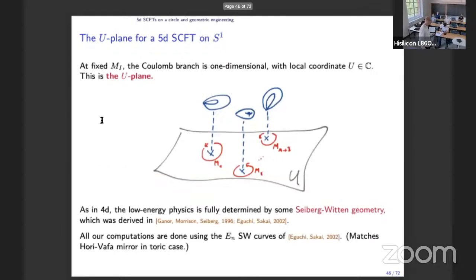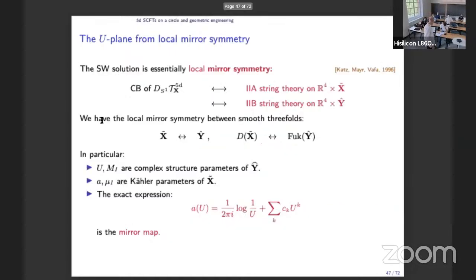You want to understand the low energy dynamics, understand the Seiberg-Witten geometry. The Seiberg-Witten geometry can be derived by essentially a string theory consideration. It was derived by Katz, Morrison, and Seiberg in '96. And I think with all the masses turned on, the full, completely coherent one was done by Eguchi and Sakai in 2002. And that's our starting point. I will not flash any curves, they're complicated, but they're there, well known, and depend on all the E_N parameters, mass parameters.